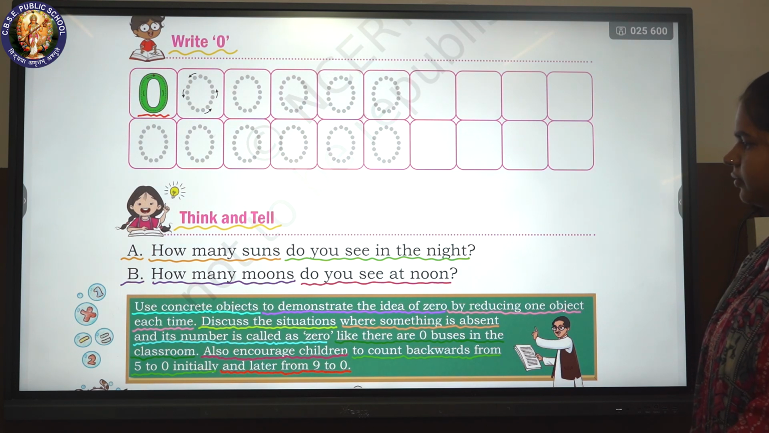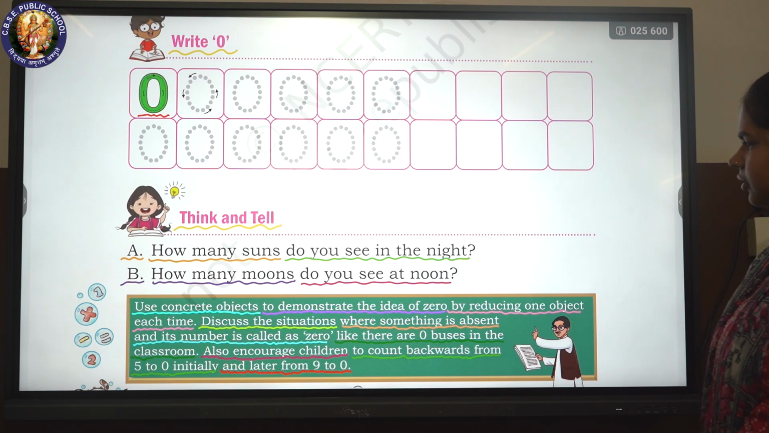Use concrete objects to demonstrate the idea of 0 by reducing one object each time. Discuss the situations where something is absent and its number is called 0. Like there are 0 buses in the classroom. Also encourage children to count backward from 5 to 0 initially and later from 9 to 0.